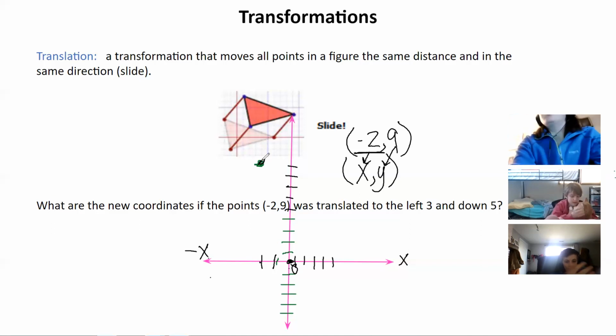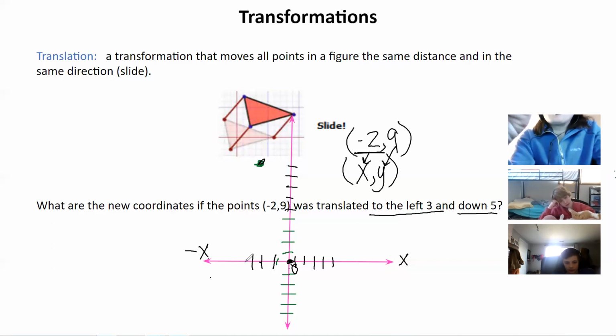Now what we got to do is we have to go left 3 and down 5. And now that we've drawn that, we can really see where it would be. So if I'm going to go left 3, yep, and then down 5. Good. We're right here. That's so good. Where would that point be? Where is that new point?